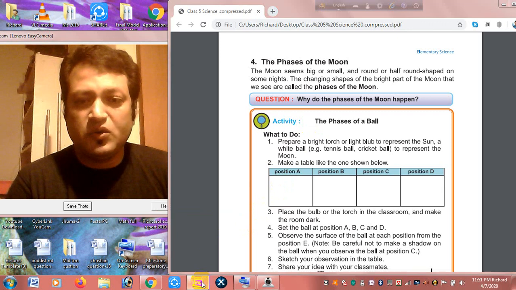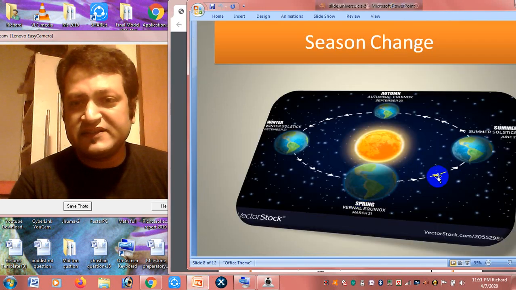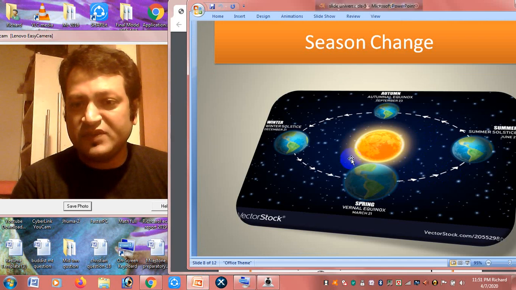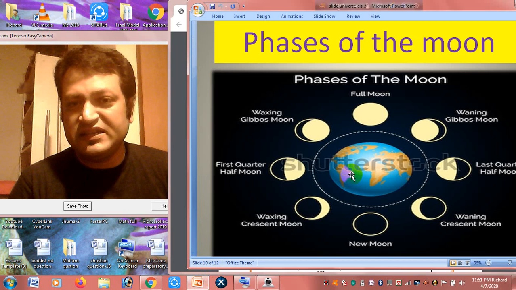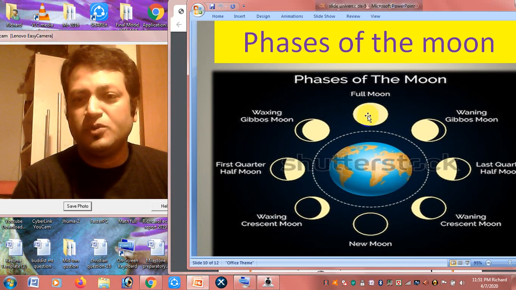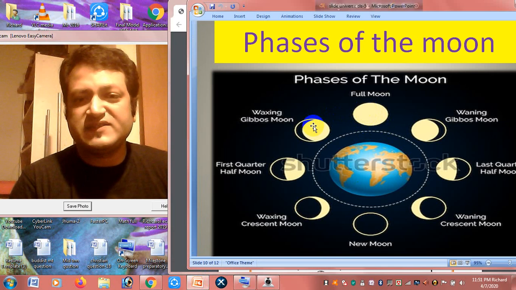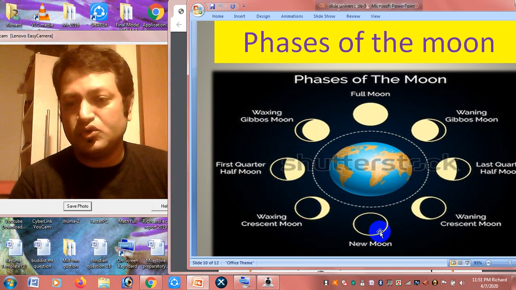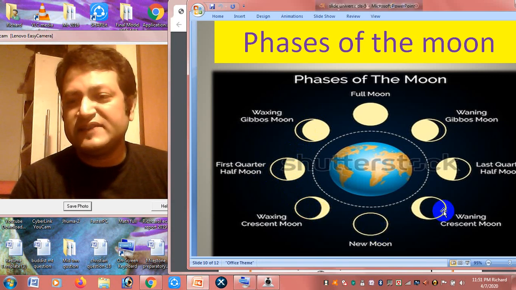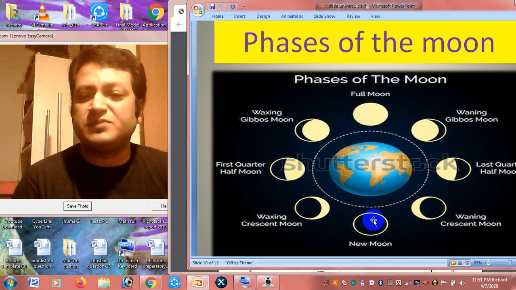First you will see one picture, and you can understand the things. This is the season change. See, the earth is rotating, and just see the phases of the moon. This is the full moon. After the full moon there will be waning gibbous, then last quarter, waning crescent, new moon, waxing crescent, first quarter, and waxing gibbous. These are the 8 phases of the moon.